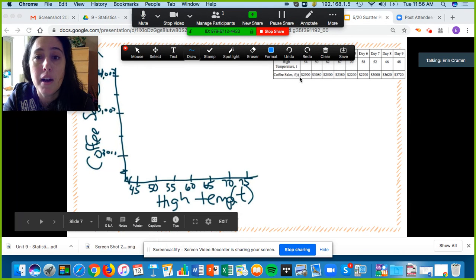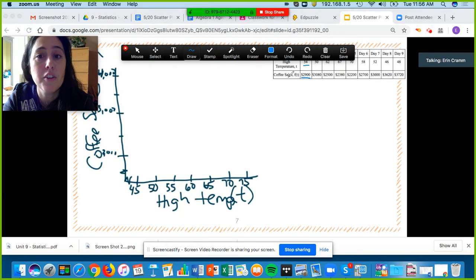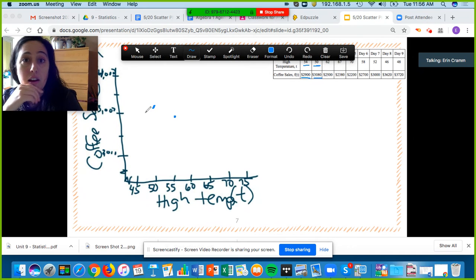So if the high temperature is 54, the coffee sales were 2,900. So 54 is about here, and this is 2,000, and 2,900 is just below 3,000, so the point would go there. Then I have 50, and it goes a little over 3,000. So you can do all of those points on your own.